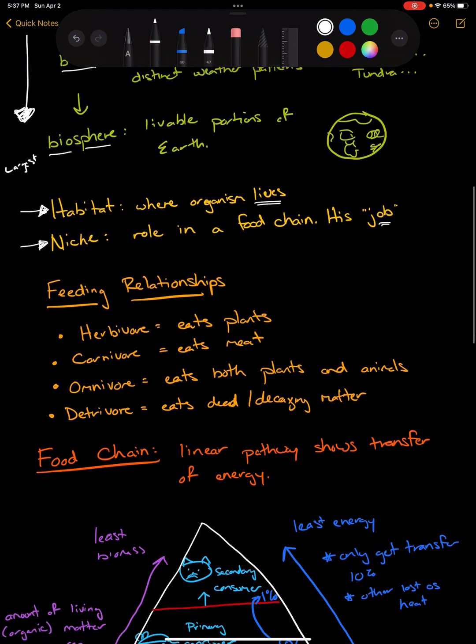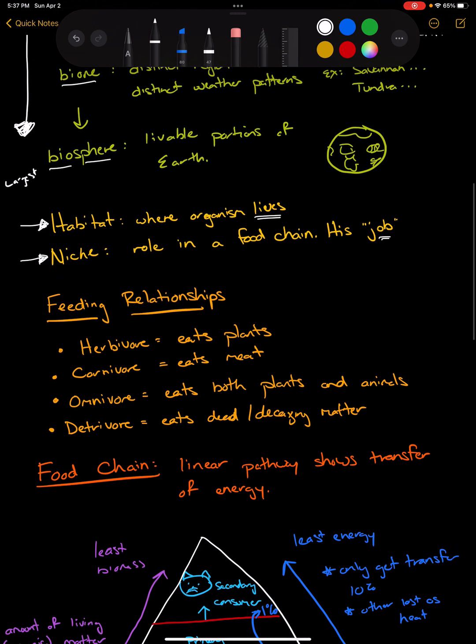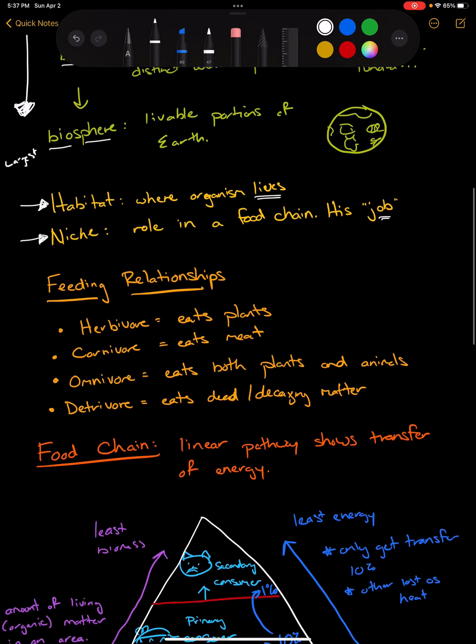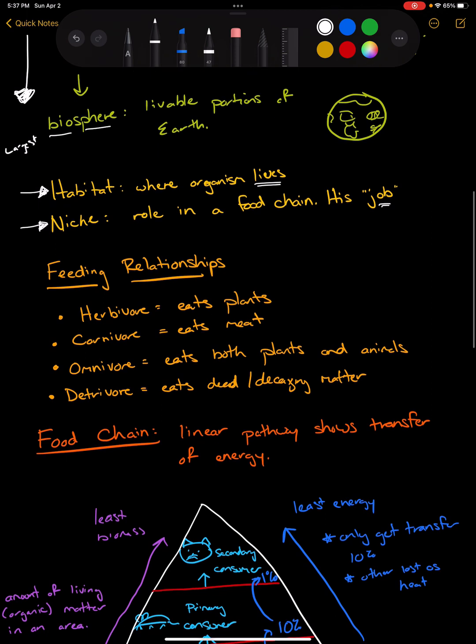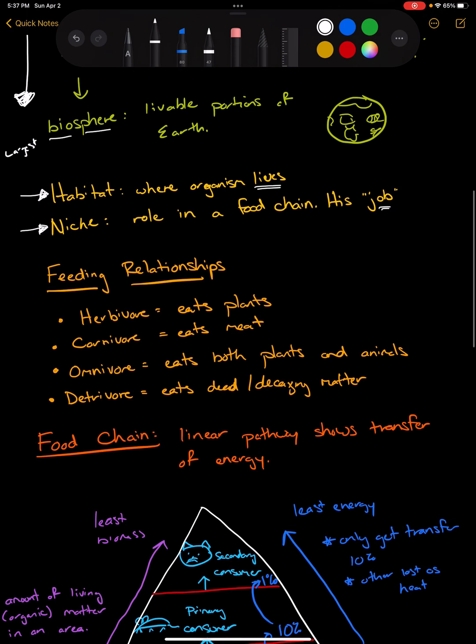And then I have omnivores. Omnivores eat both plants and animals, so maybe like a bear, right? Like that's his job. His job is to eat both of those things. And then a detritivore, he eats dead and decaying matter. That'd be like a worm or fungi. They break down that organic matter so that way the plants can take it back up and use it for nutrients so they can grow up big and strong. But that's what a niche is. A niche is your job, and your job is usually the feeding relationship that you have within your habitat.